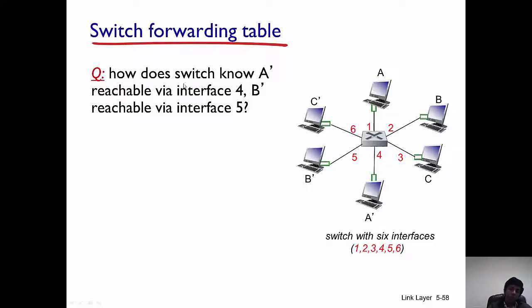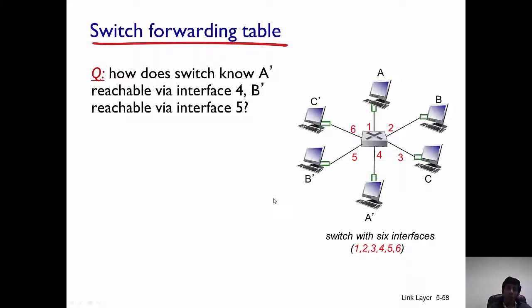But the biggest question is, how does the switch know that A prime is reachable via interface 4 and B prime is reachable via interface 5? So this is a question. We know that first A is going to send out its data frame along interface 1. A believes that A prime can be reached along interface 1. But in the middle, the switch is going to intercept that packet and it's going to forward this frame along interface 4 through which it can reach A prime.